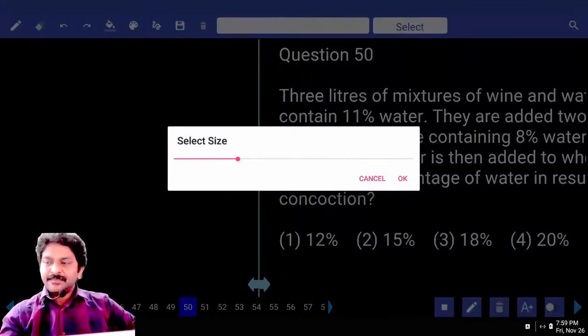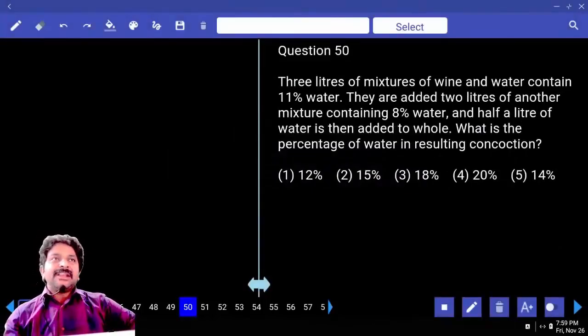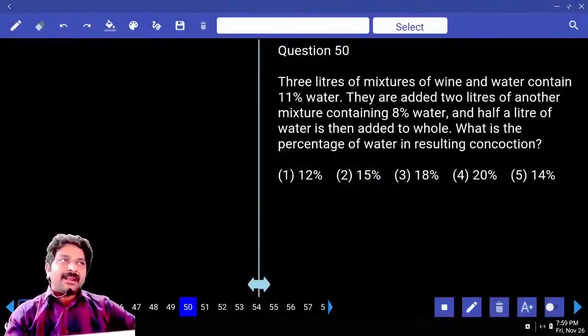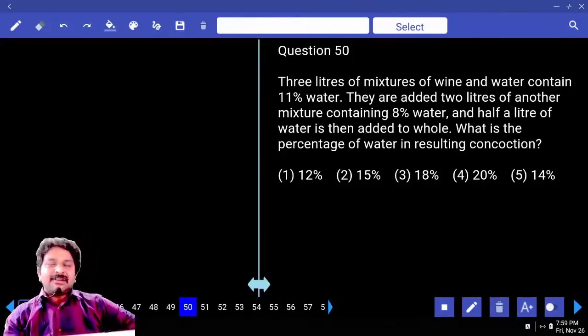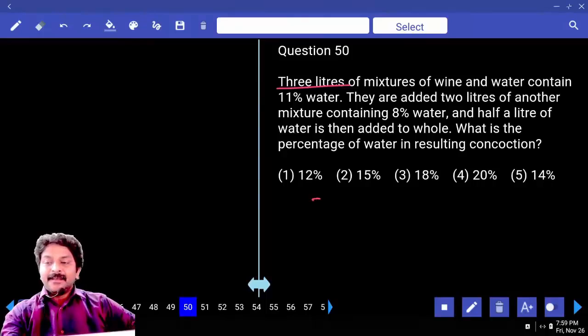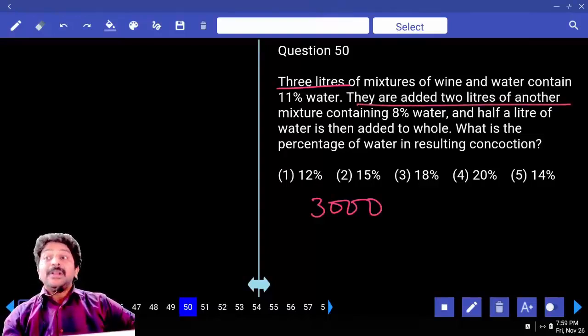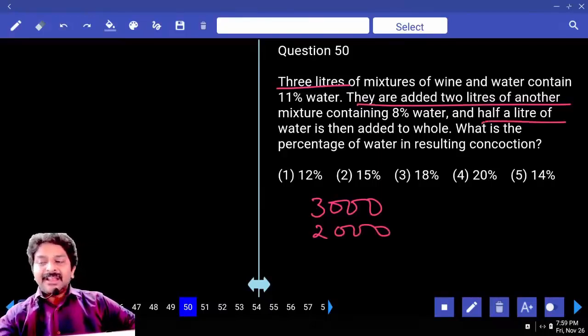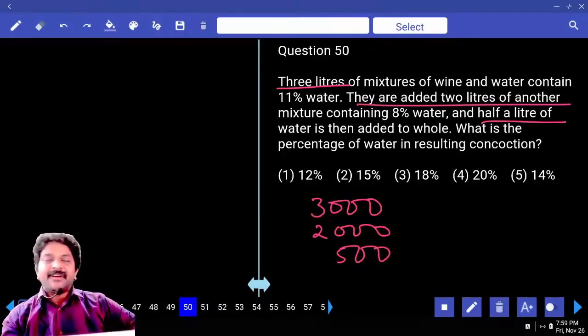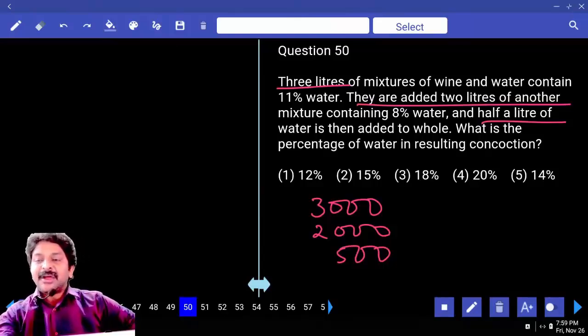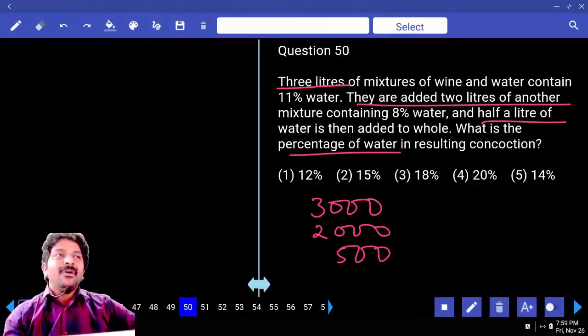Okay, right. So now 3 liters, let's consider in terms of ml. Is that okay? 1 liter is equal to how many ml? 1000. Then 3 liters? 3000. To this, how many liters of another mixture are we adding? 2 liters. That is 2000 ml. And then half a liter. Half a liter in the sense? 500. Okay. Now the question is to identify the percentage of water.